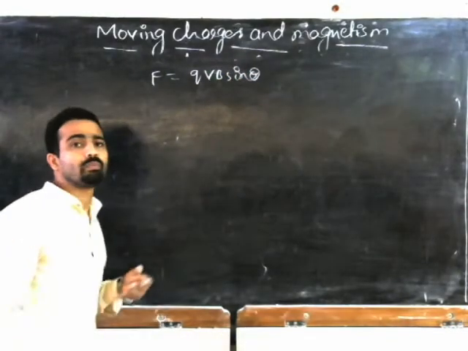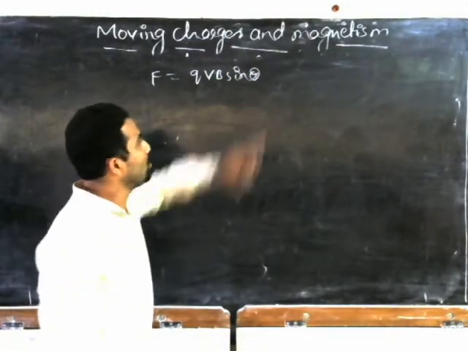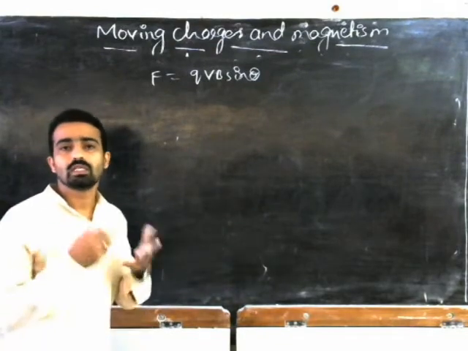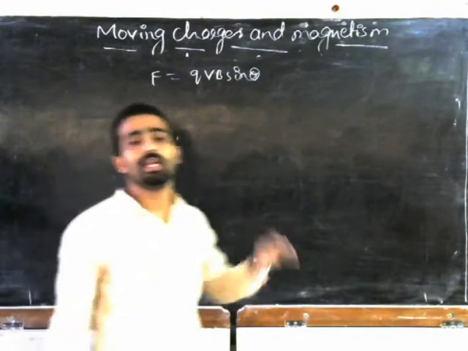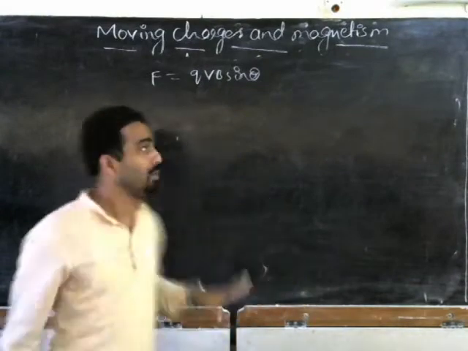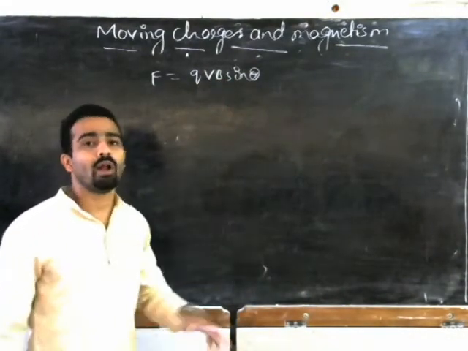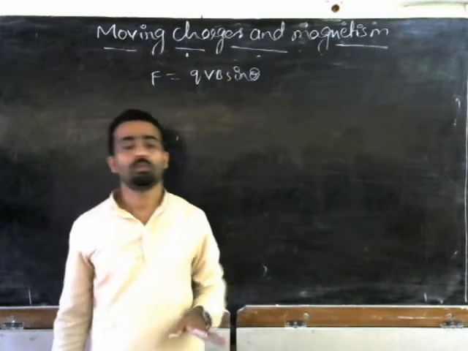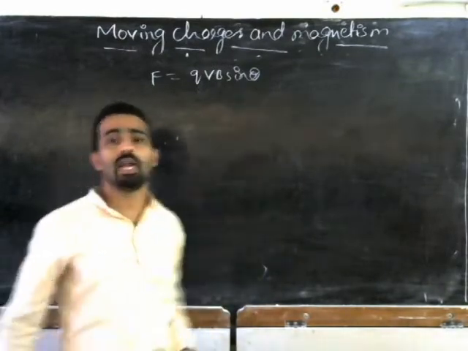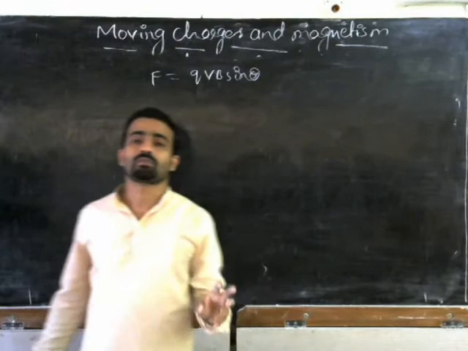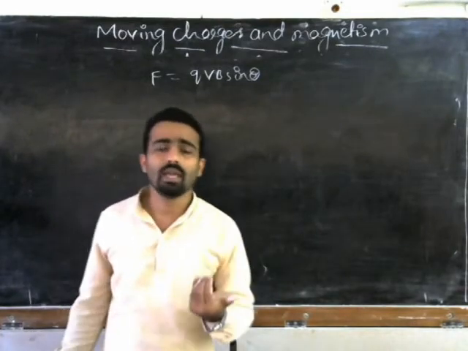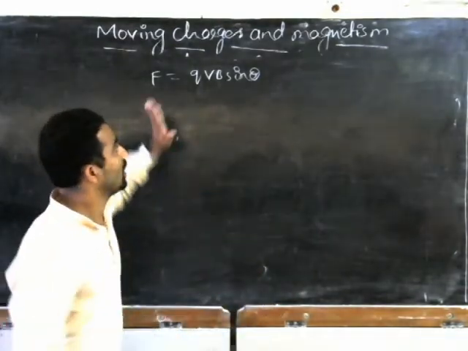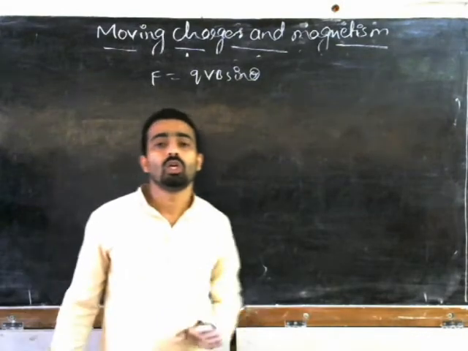In this equation, if you put theta equal to 0, the force will be 0. If you put 180 degrees, that is also 0. That means if v and B are parallel or anti-parallel, then the force acting upon the charged particle will be 0. If theta is equal to 90 degrees, then the maximum force will act upon that charged particle.